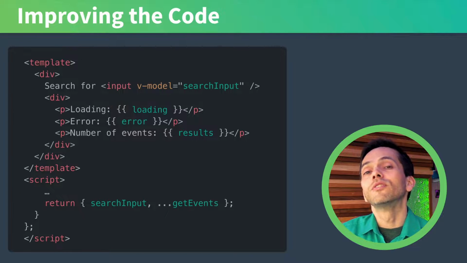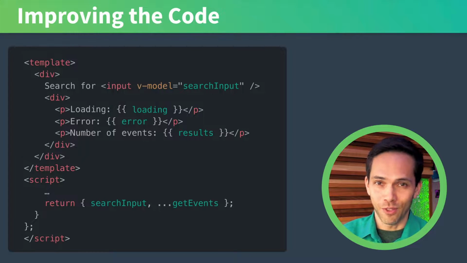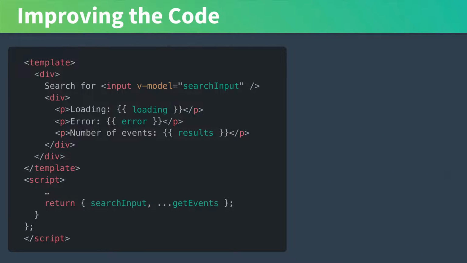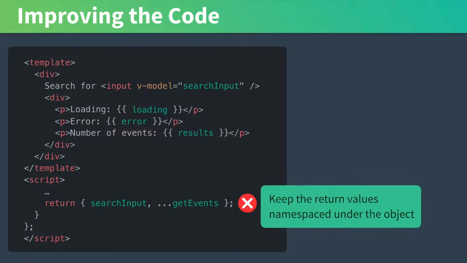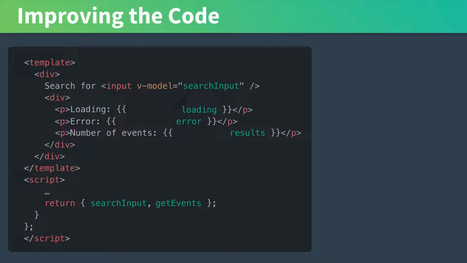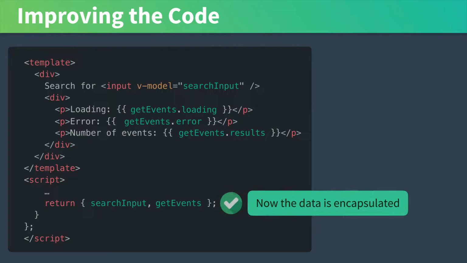When I showed this code to two different members of the Vue core team, they wanted me to make a change. They basically said, hey, you should keep the return values namespaced under the object getEvents, don't destructure it. If I did this, the code would change to look like this, where I have getEvents dot, getEvents dot, getEvents dot. Now the data is a little more encapsulated and it's clear where it's coming from.